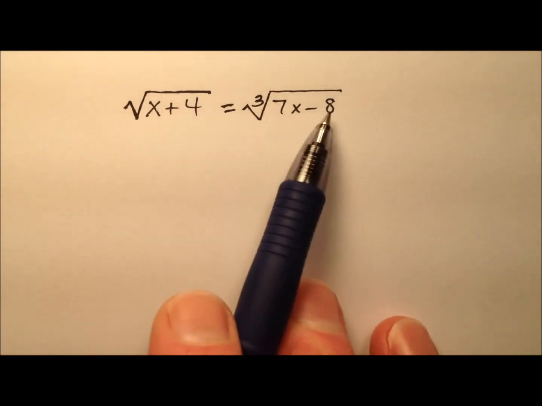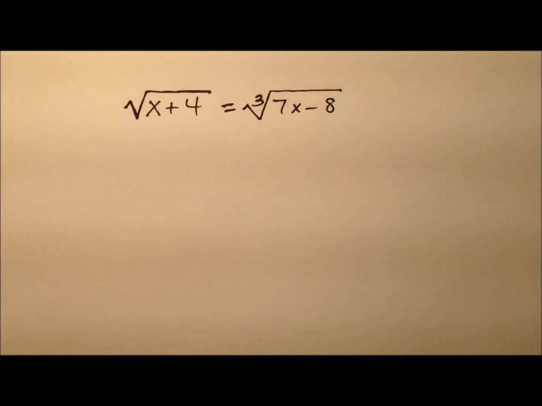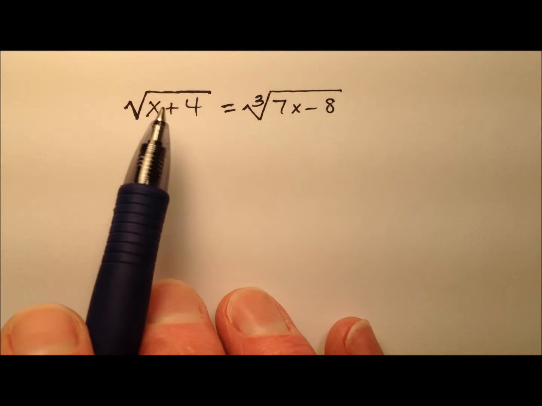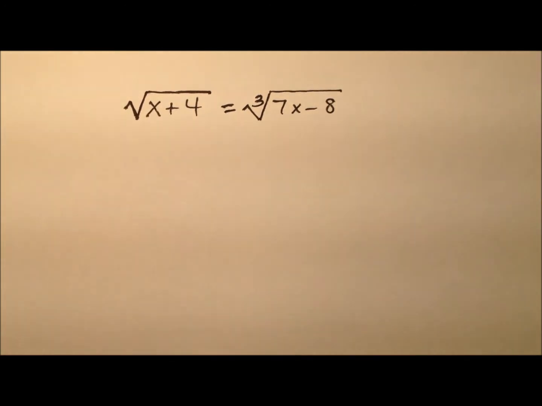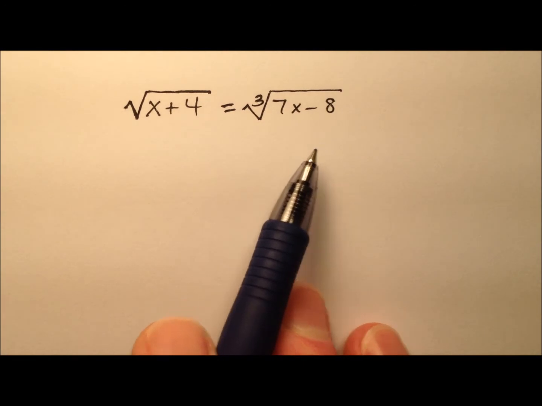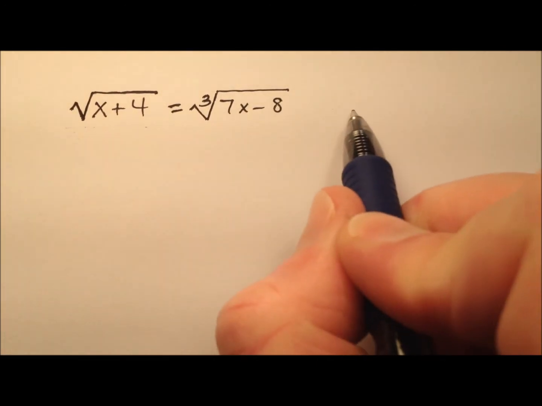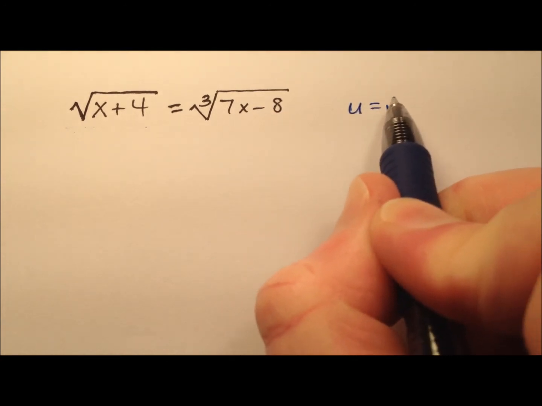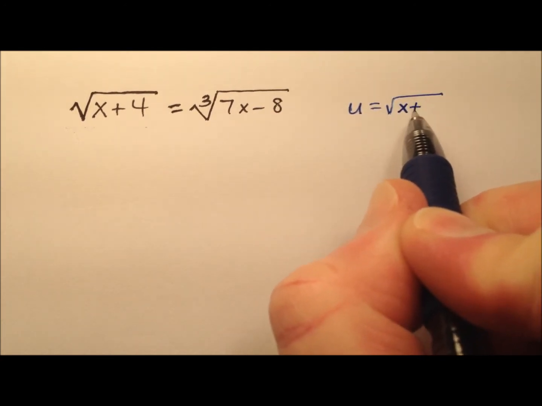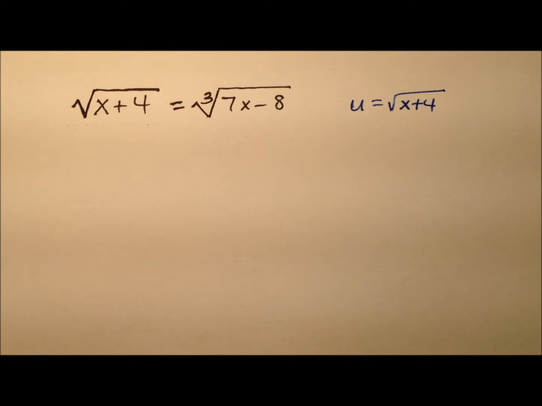So if you'd like to try this problem on your own first, go ahead and pause the video and do so, and then come on back and we'll work a couple of different solutions together. All right, so we're going to do this two different ways, and the first way is going to be using a U-substitution. So I'm going to take that entire left side of the equation, and I'm going to say u equals the square root of x plus 4.